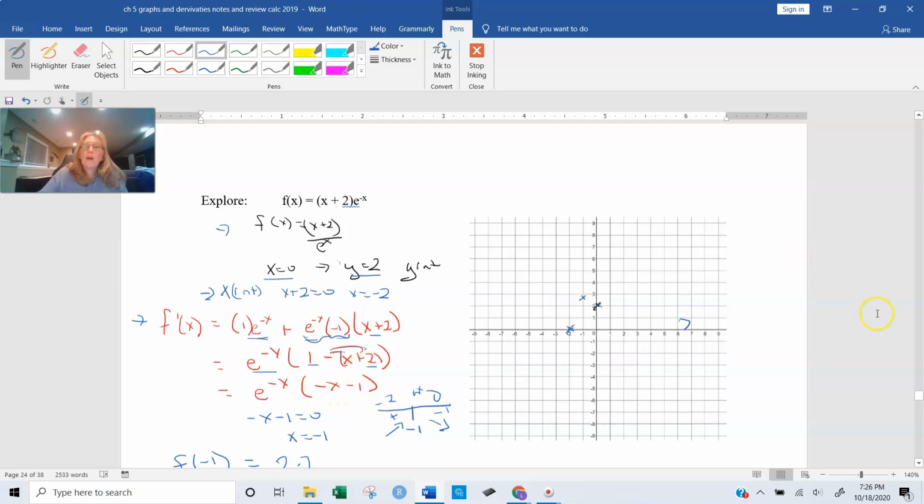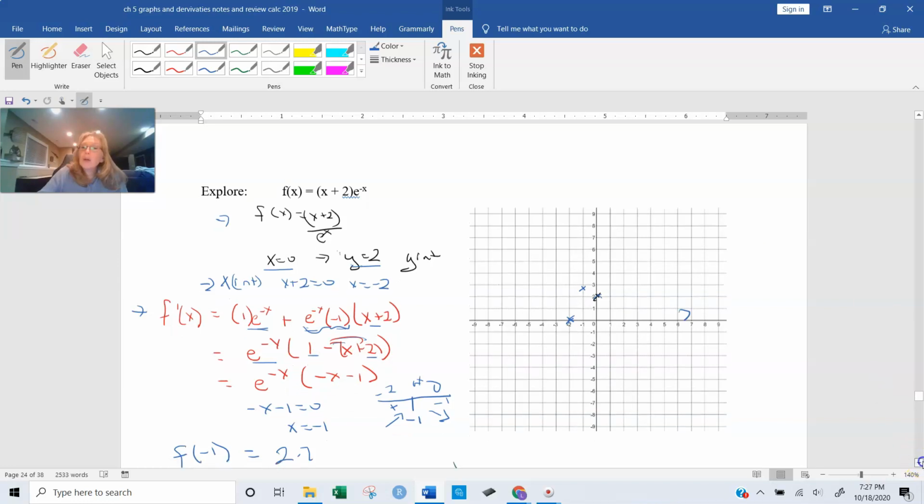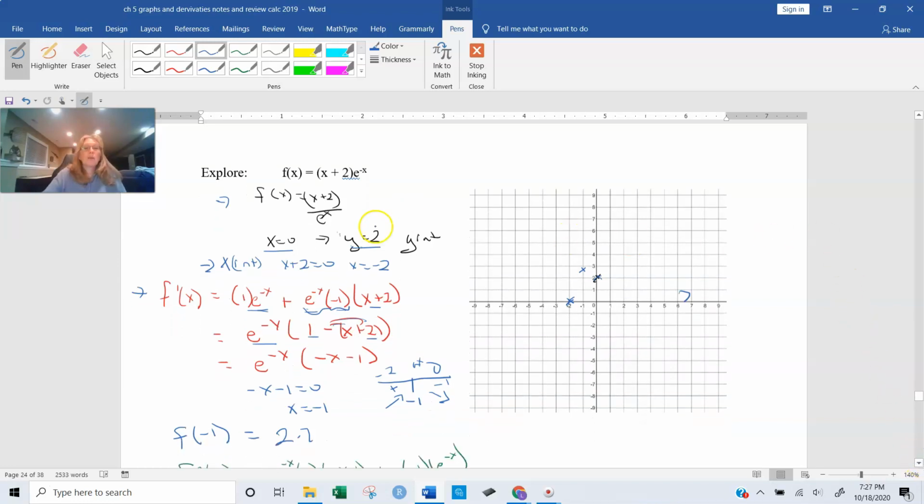All right, I need to set this equal to 0. Well, we know that e to the negative x can't equal 0. So negative x minus 1 has to be set equal to 0, which means x equals negative 1. So when I plug this into my original, I get negative 1, 2.7. So we go to negative 1, 2.7, and here's my point. Now I need to know if that's a max or a min.